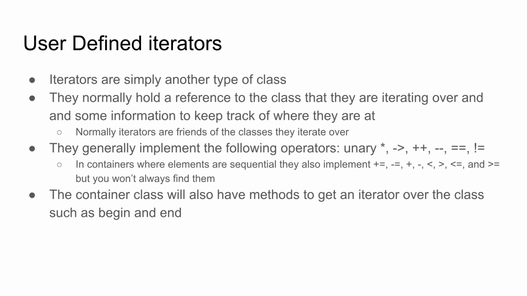Then these iterators will tend to define a few overloaded operators. Star to access the member. Arrow can also sometimes be used to access the member. Plus plus, minus minus to be able to go forward or backwards. Equals equals to check to see if two iterators are the same, and not equals. Not all of these are again defined.